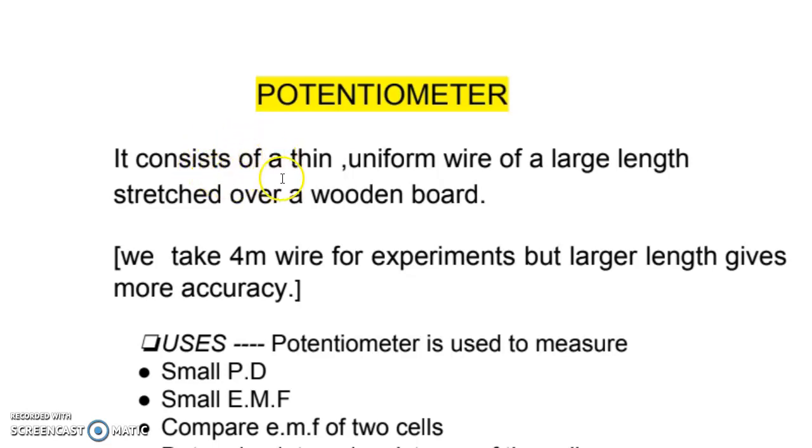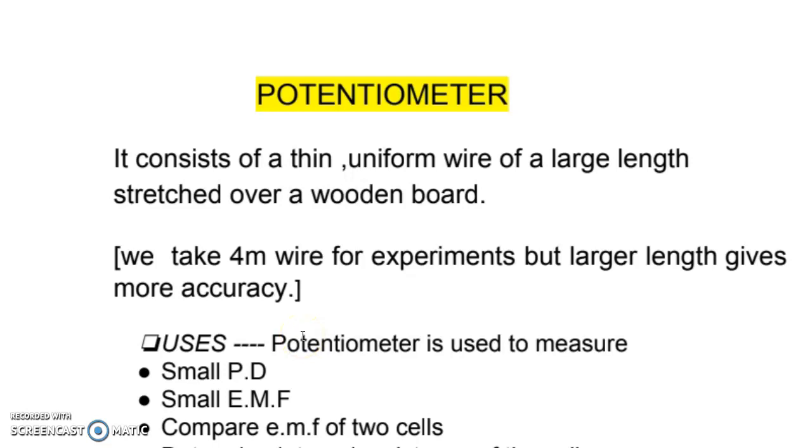Potentiometer is just consisting of a thin, uniform, long wire which is stretched over a wooden board. The wire has to be thin so that it has comparable value of resistance. It has to be uniform in its area of cross section, and the wire should be as long as possible. In experiments we take 4-meter length of a wire, but if you have more length of wire, it will be giving you more accuracy, and it will be giving you better results as well.